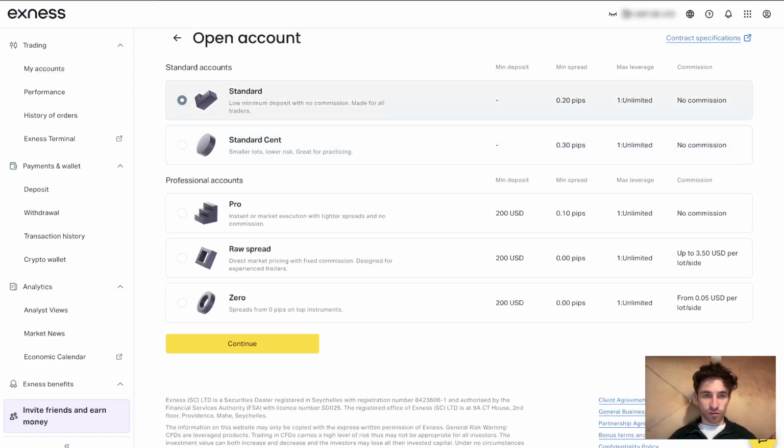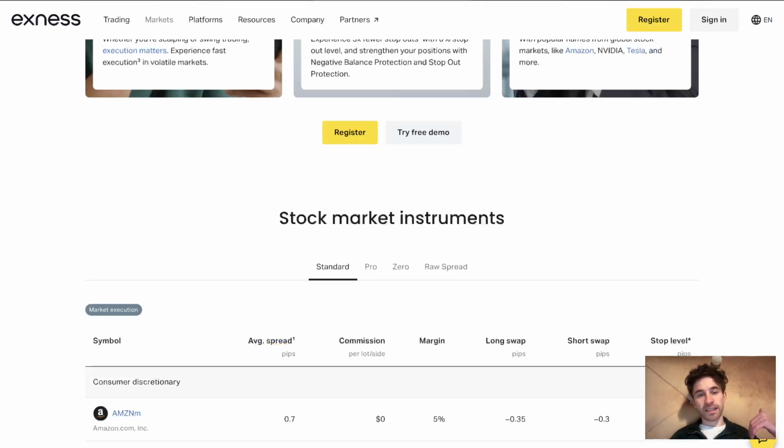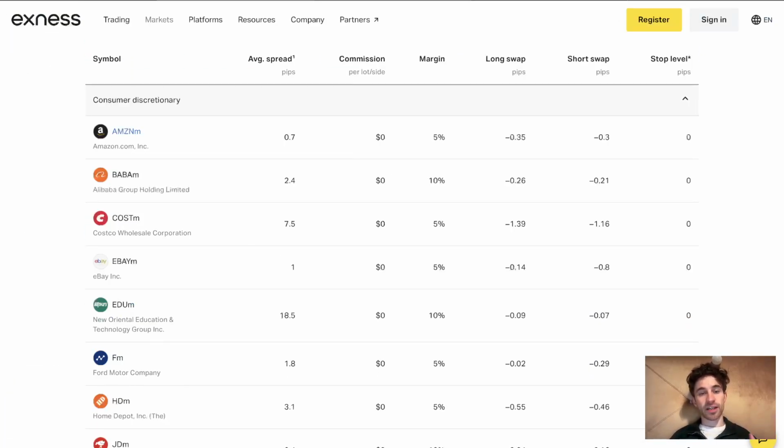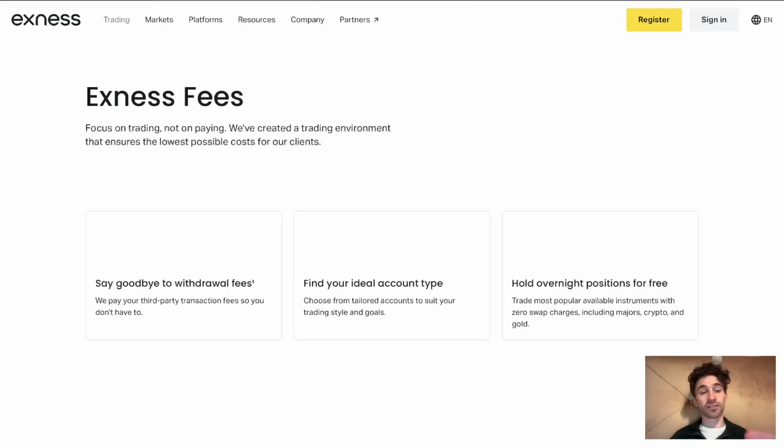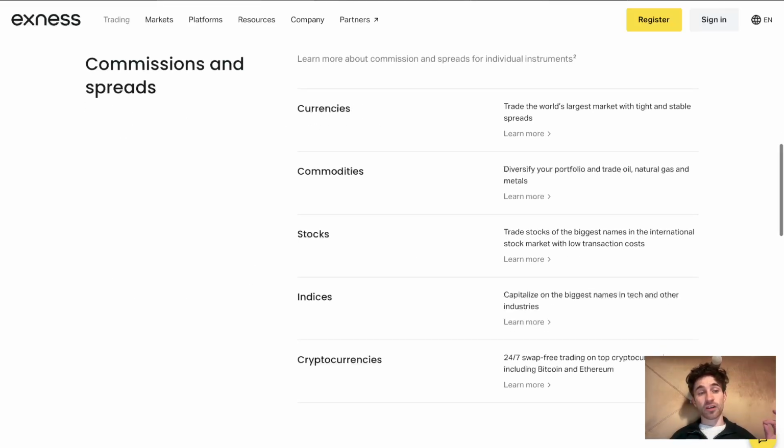But most people will want to start off with standard, and then when they get to around about 2 to 3 million in volume per month, you'll want to move to the raw spread. That is the basics of it. As I say, I will leave a link in the description where you can go ahead and check out the actual fees inside of Exness for each of the different commissions and spreads that you can get. But hopefully this video gives you a little bit more insight into what commissions and spreads actually are, how to read the fees on Exness, and basically know what your account is doing.